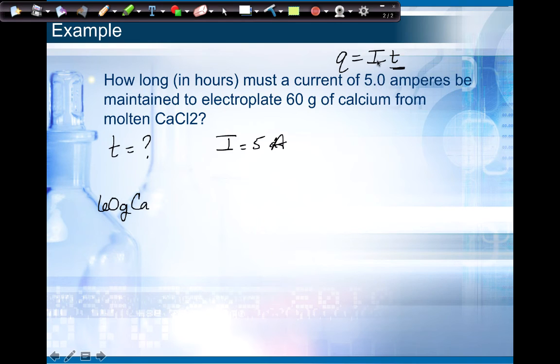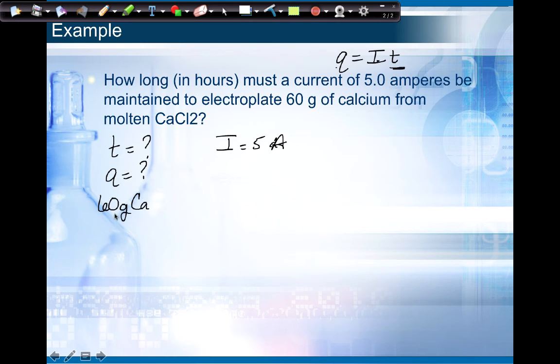I have current, which is great, but I need Q in order to do this. So I still can't just plug it into this equation because I don't have Q. But remember, Q is measured in coulombs, and we can convert coulombs and Faradays. So if I know how many Faradays I have, I can figure out my coulombs, and my Faraday is equal to 1 mole of electrons.